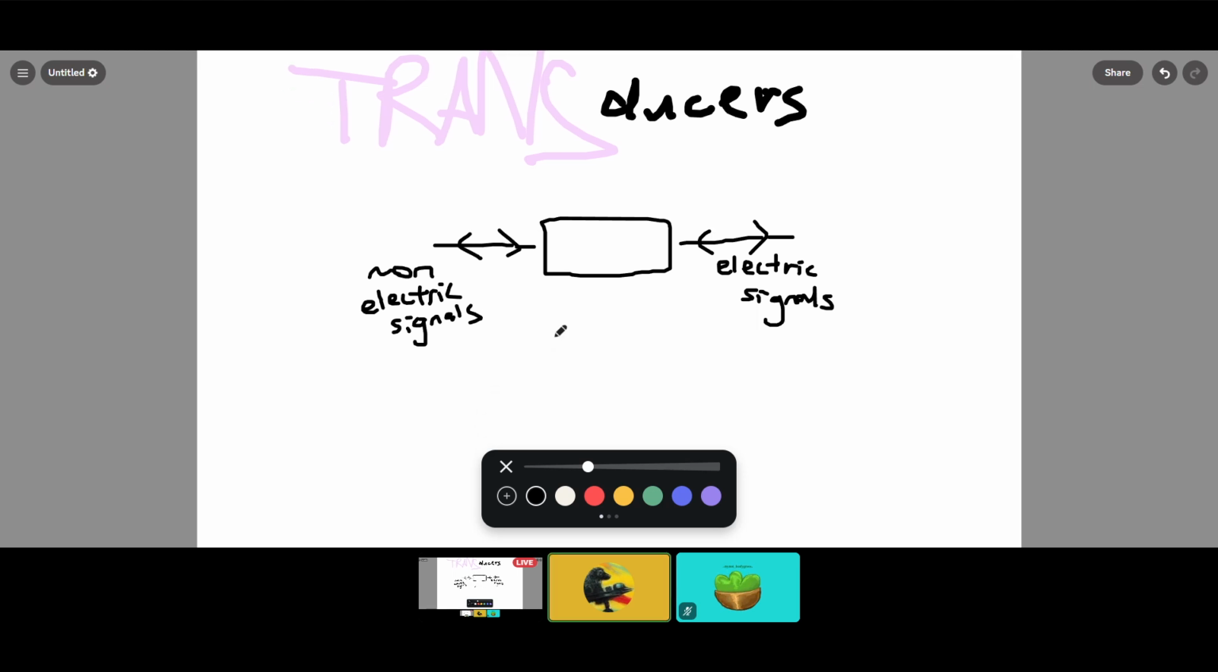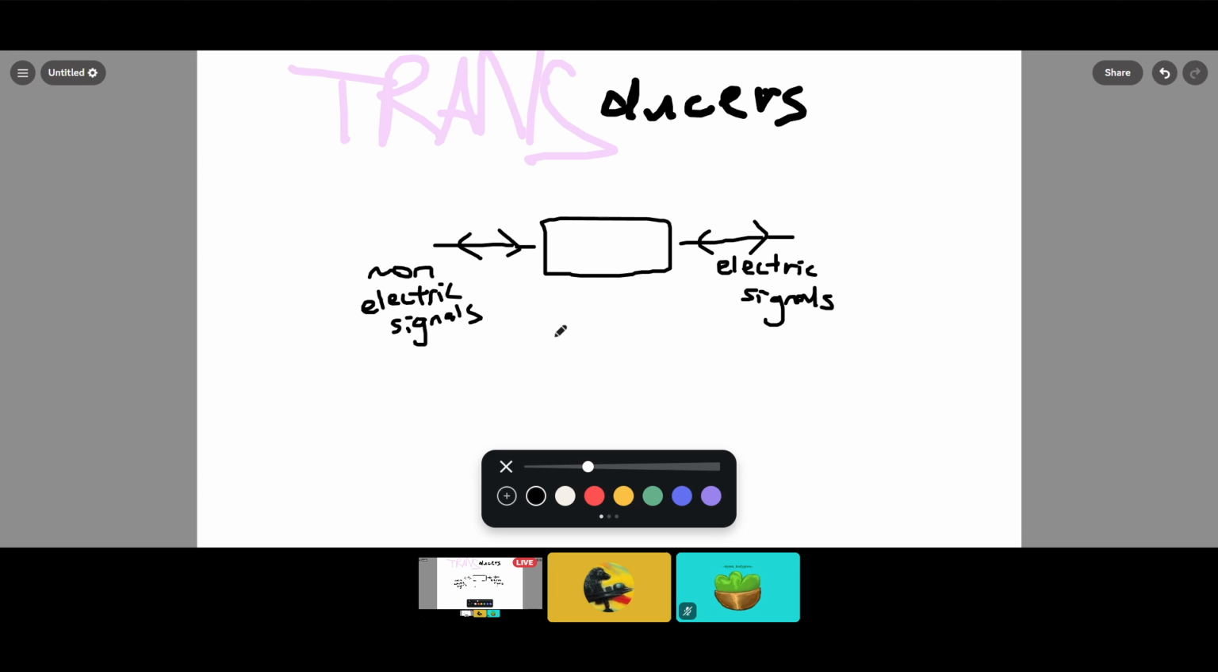An example of a physical quantity, a non-electric signal, is the lights. The brightness of my room right now is not an electric signal. Or sound, the vibrations in the air, that's not an electric signal. Or heat is not an electric signal. These are physical quantities. So the transducer inputs these physical quantities, then outputs an electric signal, which will represent the level at which the physical quantity is at through electric signals, or vice versa.